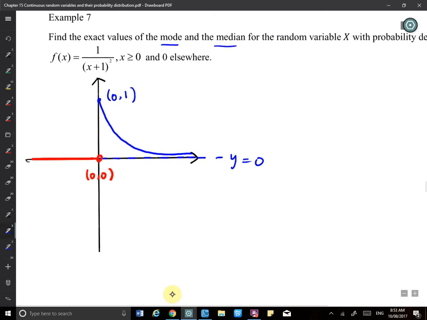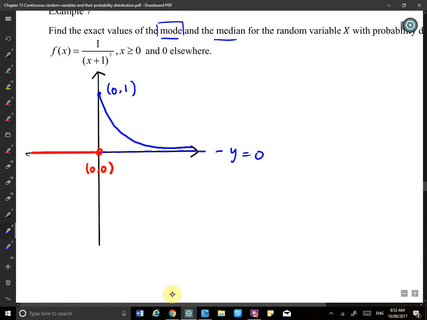So I want to find the mode and median only. So the mode.